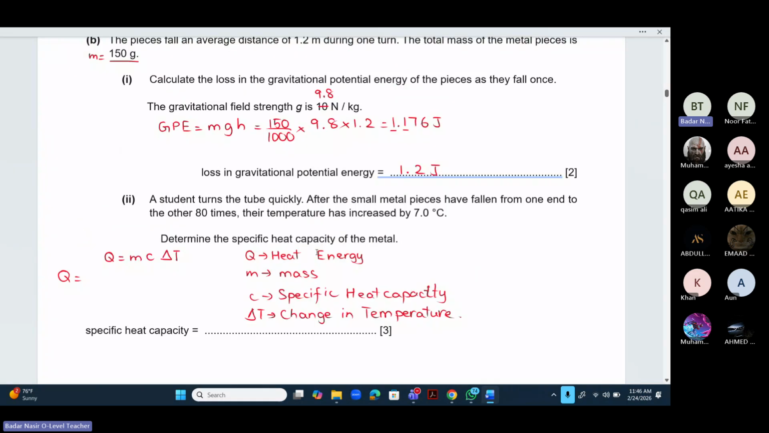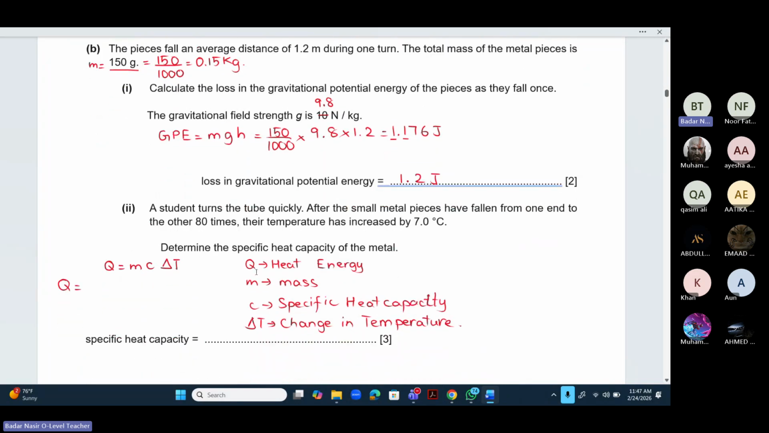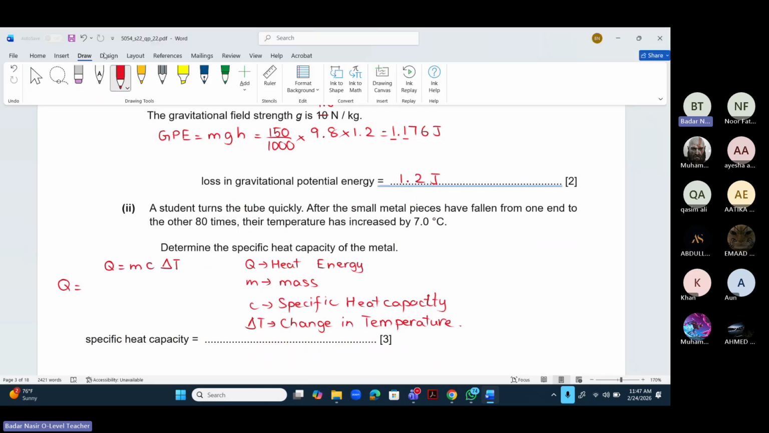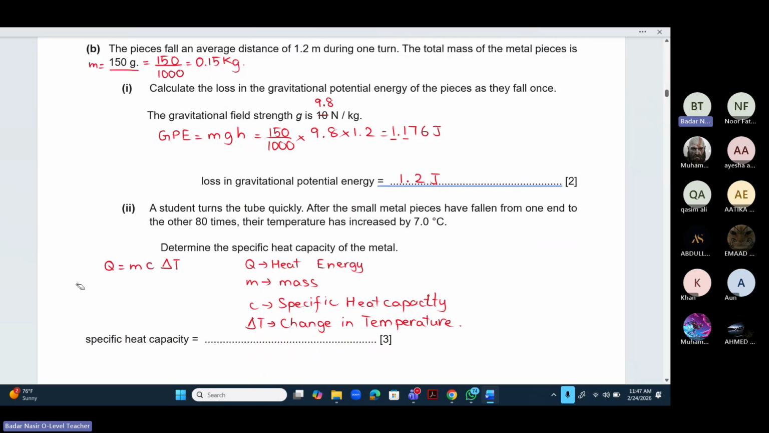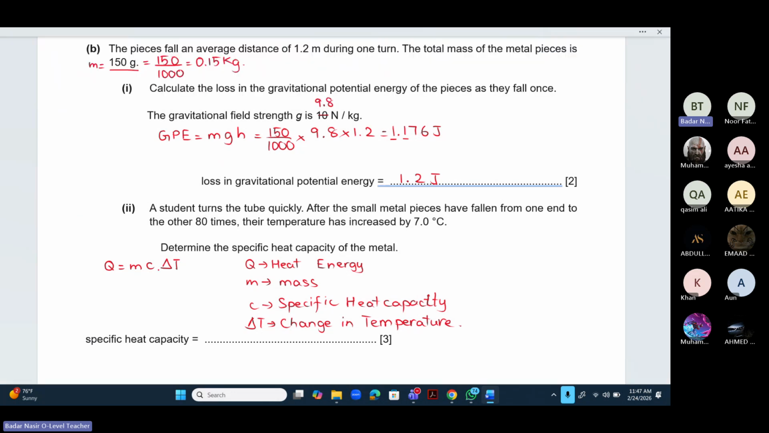Okay, now beta, what is the mass? So a student turns the tube. Okay, so the total mass of the metal pieces is 150 grams. So we have to take the mass in kgs. So the mass in kg is 0.15 kg. Okay, we have to determine the specific heat capacity. So since we have to find the value of small c, we make small c as the subject in this formula.